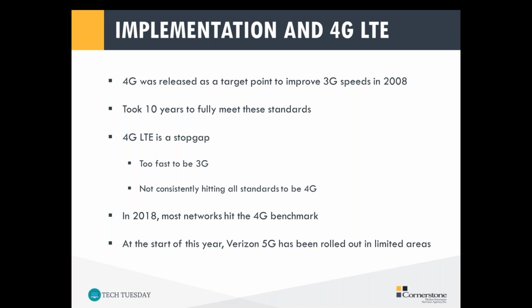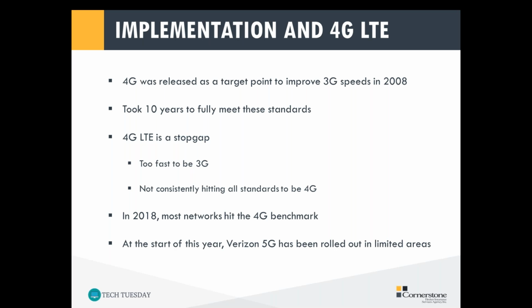They actually had a limited rollout of 4G LTE, which was a stopgap. It wasn't fully hitting all the standards to be considered 4G. They had certain areas of their network that had a lower speed, and 4G was really only available in cities about 2015. So they started labeling it 4G LTE. It's kind of a stopgap. Just so you know the difference between 4G and 4G LTE, if you see that on your phone, 4G will always be faster.